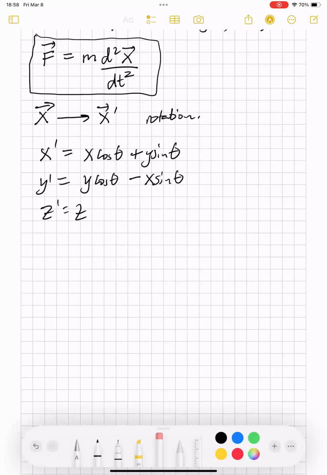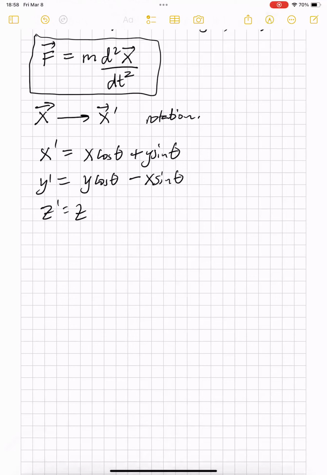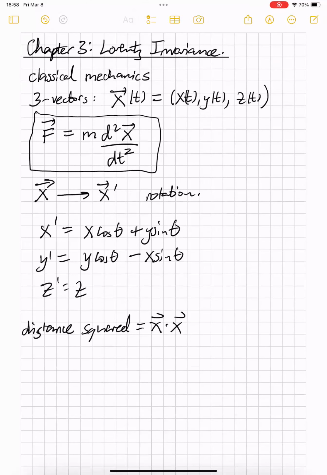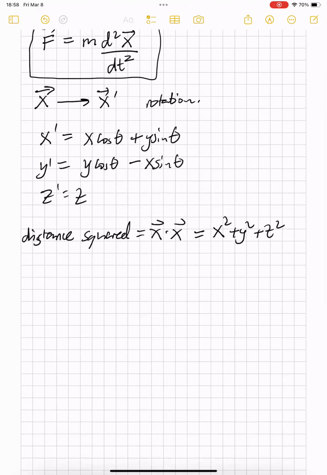So the distance squared from the origin, what is that given by? Well, the distance squared is equal to x dot x. This is just the dot product. You know what the dot product is. This would simply be x squared plus y squared plus z squared. Now, the distance squared from the origin is not changed by a rotation. And we can explicitly verify that.